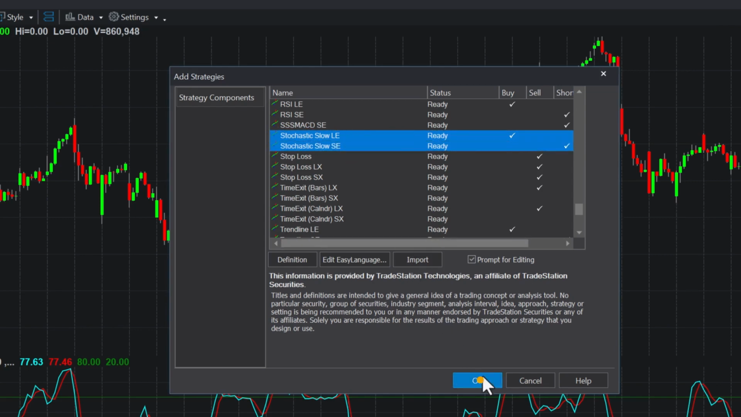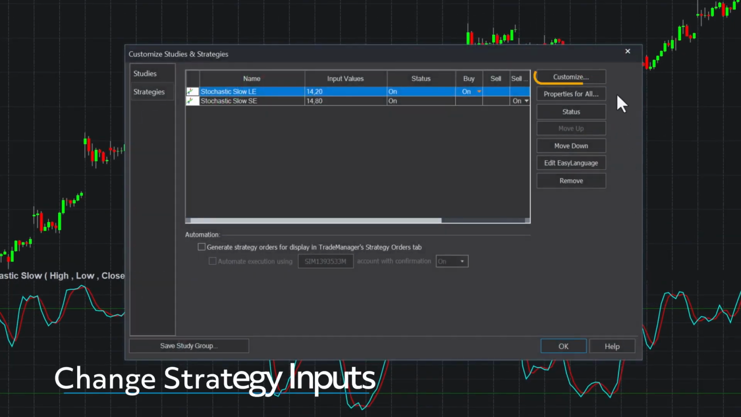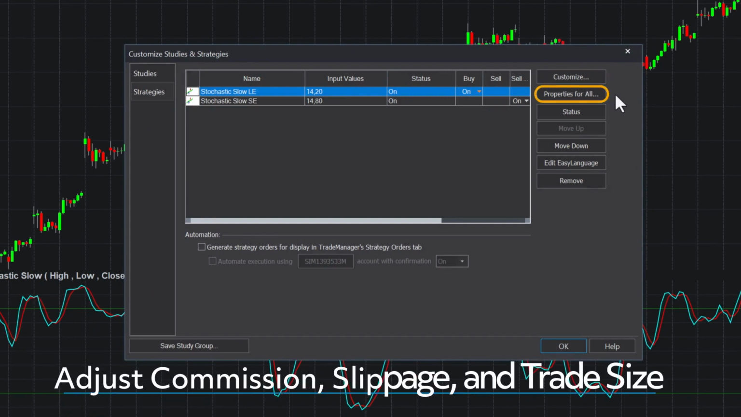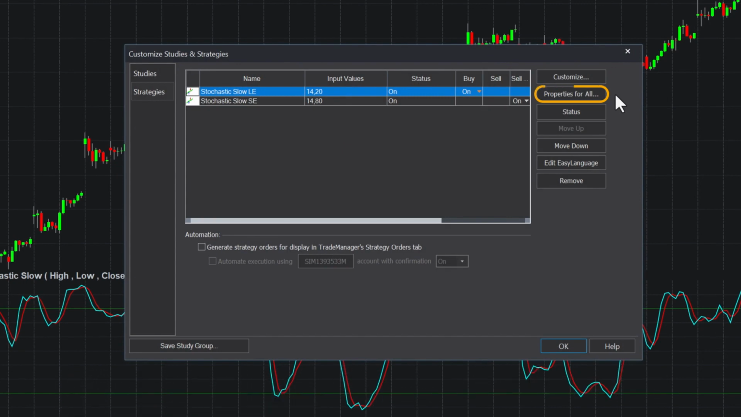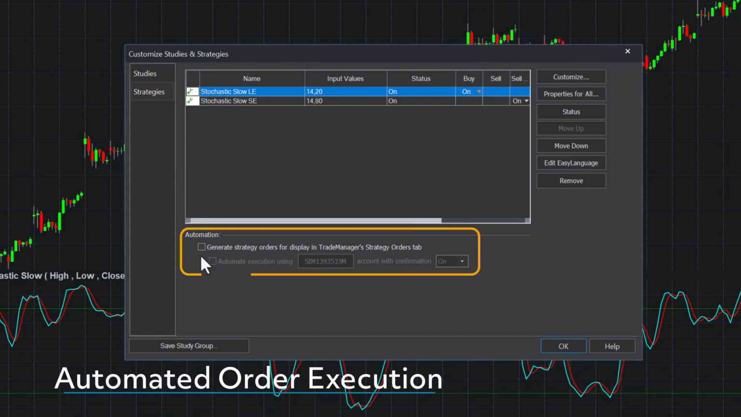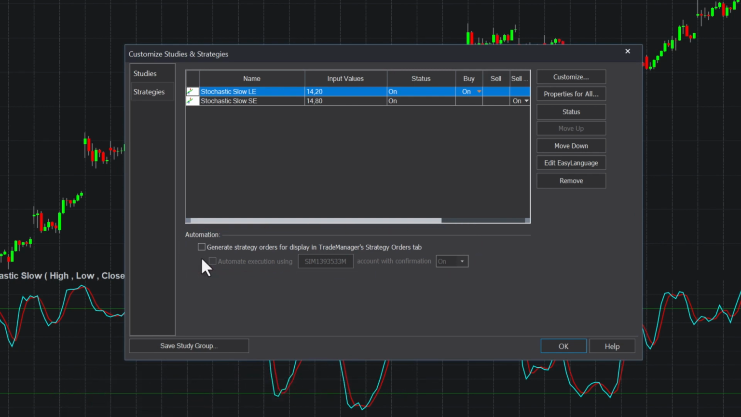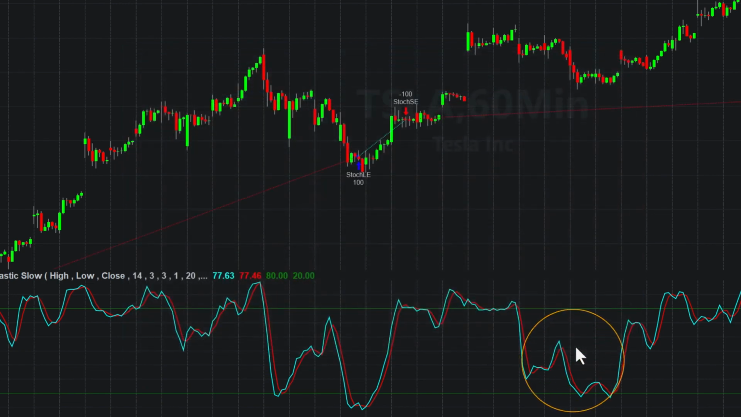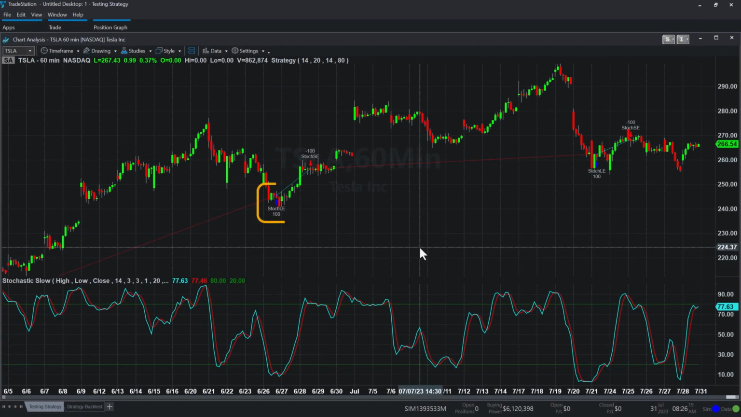In the next dialog, you can click Customize to change the strategy inputs. Click on Properties for All to see strategy settings such as commissions, slippage, and trade size, or even check the automation checkboxes for automated execution. But since we are simply testing the strategies historically, we cannot automate the orders yet. Once you click OK, you should see the strategies applied to the chart.